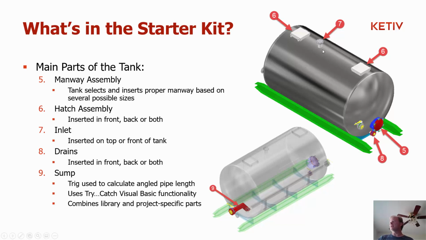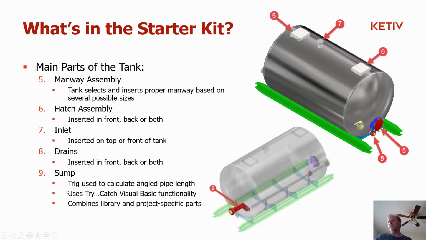This is the inlet. And I do want to point out the inlets. The way I built this automation, you can insert it on the top or you can insert it on the front plate here that's out of sight. And for the sump, I used some trig to calculate how long this angled tube has to be here. So if you want to see how you can do some trig related functions, there's a rule inside of the actual pipe part that shows how to do that.